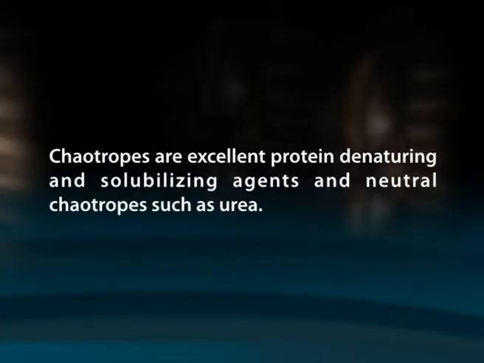Sample preparation. As the first separation is almost always isoelectric focusing, it brings two types of constraints. First of all, the charge of the proteins must not be altered in any way. A combination of chaotropes and detergents is almost always used for this. Chaotropes are excellent protein denaturing and solubilizing agents, and neutral chaotropes such as urea. However, chaotropes alone are not sufficient as they do not dissolve cellular lipids efficiently and are not able to keep proteins soluble enough under the conditions prevailing in IEF.